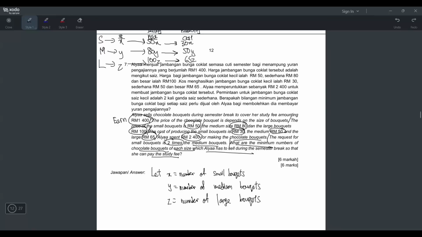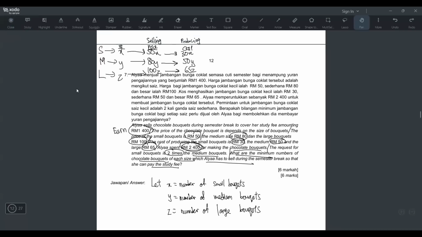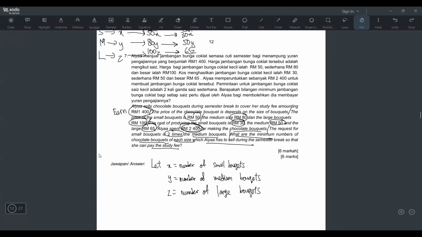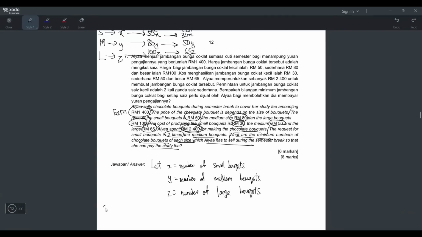Okay, now they say what? Alia spent 2,400 making the chocolate bouquet. It means this 2,400 is the total cost, total producing cost. Yeah, total cost spent on producing the chocolate bouquet, because they say spent on making, right? So making means what? All the producing cost tambah semua equals to 2,400 lah. So I have my first equation now. 30x plus 50y plus 65z equals 2,400, right?